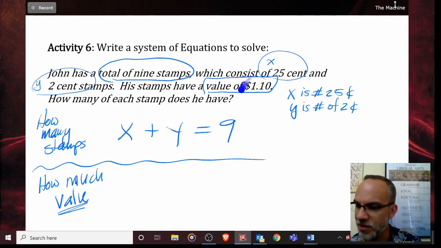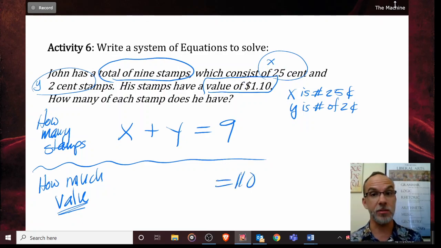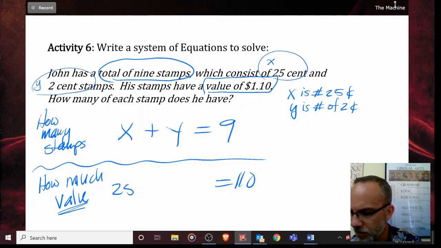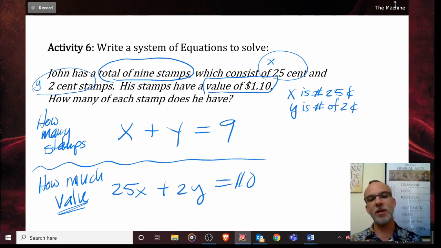So how many cents do I have total? That's going to be 110 cents, right? Isn't that $1.10? Now, how do I find the value of each stamp? It's 25 times the number of 25-cent stamps that I've got. And that X does not mean multiplied. The X means the number of 25-cent stamps. Plus 2 for the Y's. And then there are my 2 equations. Do you follow? Solve it.